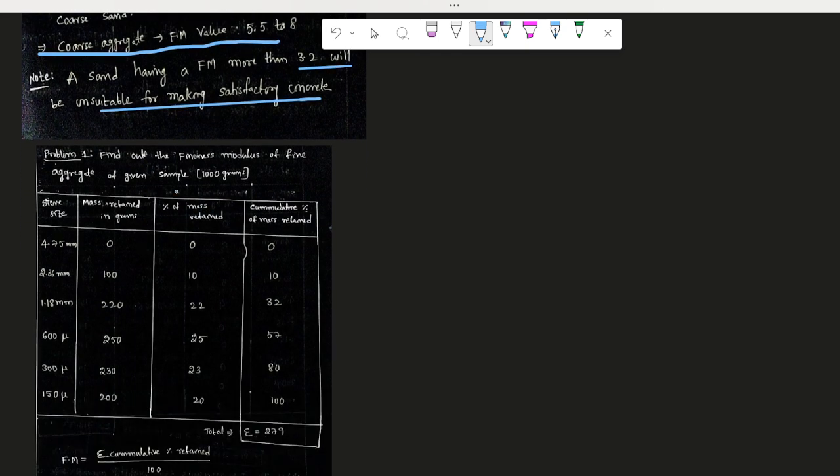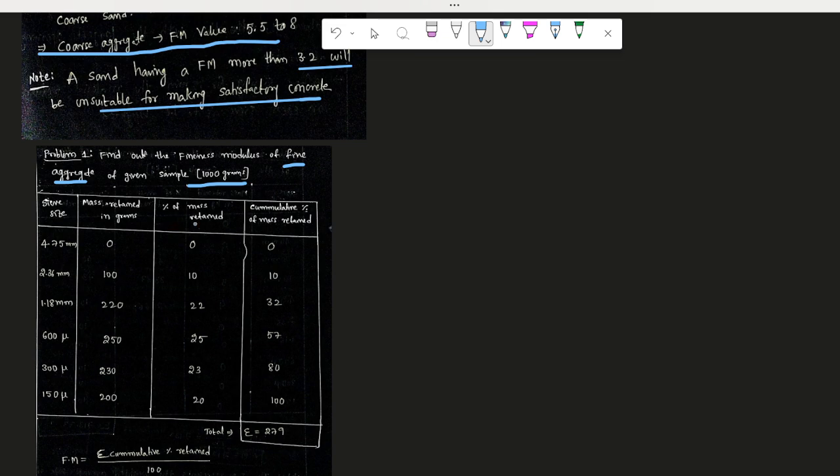Find out the fineness modulus of the fine aggregate. The given sample is 1000 grams. We draw the table: first the sieve size and mass retained in grams, then percentage of mass retained and cumulative percentage of mass retained. First we write the set of sieves. Because the question gives fine aggregate, the sieves below 4.75 are taken: 4.75 mm, 2.36 mm, 1.18 mm, 600 microns, 300 microns, 150 microns. Next, the mass retained is given in the question: 0, 100, 220, 250, 230, 200.